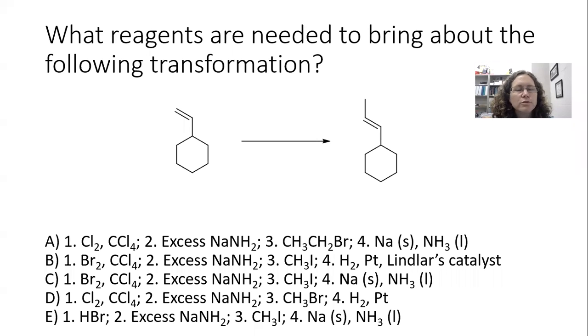This practice problem says, what reagents are needed to bring about the following transformation? So it's essentially a synthesis problem. And whenever we have a synthesis problem, we're going to ask ourselves two key questions. Has the functional group changed, and has the carbon skeleton changed? If we look at the starting material and the product, they're both alkenes.